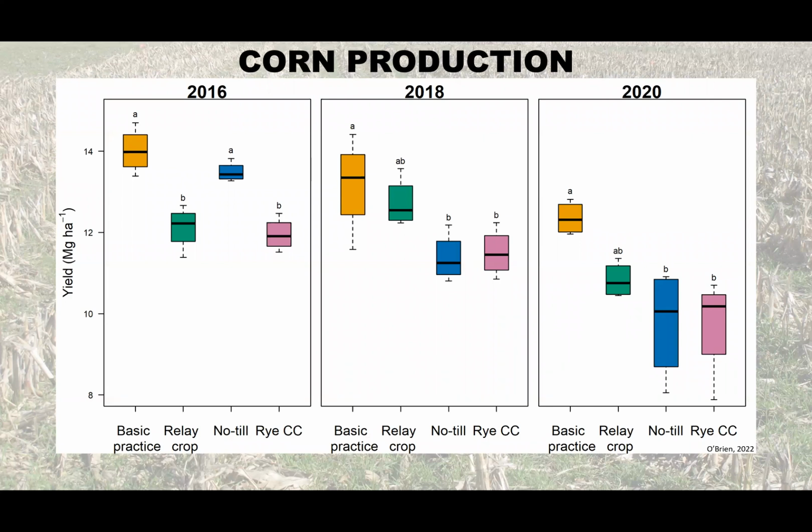All right, so I have some corn production, some soybean production data, and some Camelina production data, and we'll look at how things are faring out there. So this is, again, corn growing in even years. So I have 2016, 18, and 20 up here.